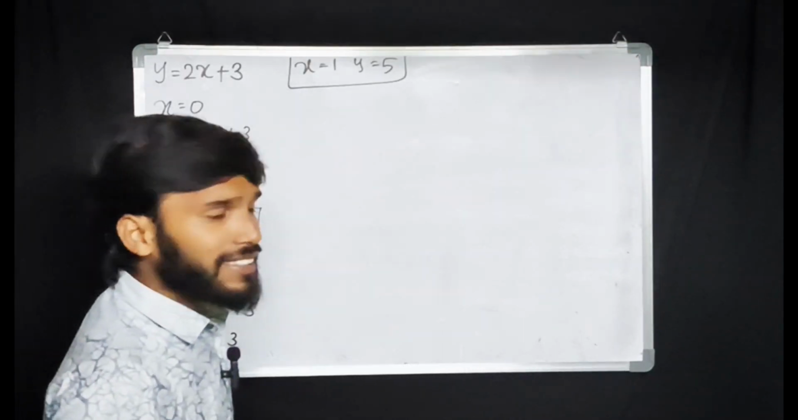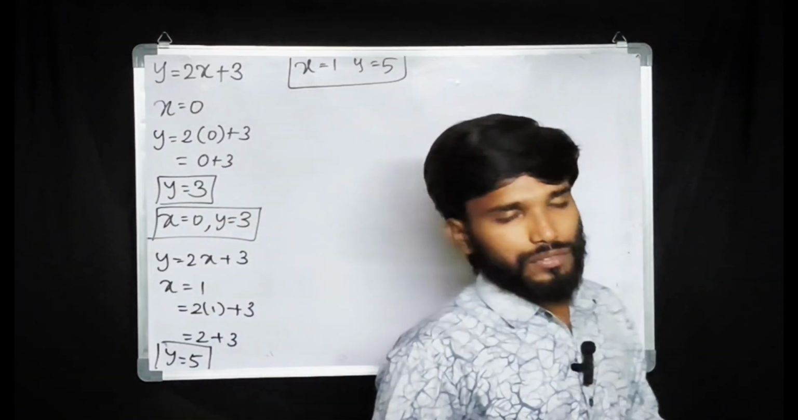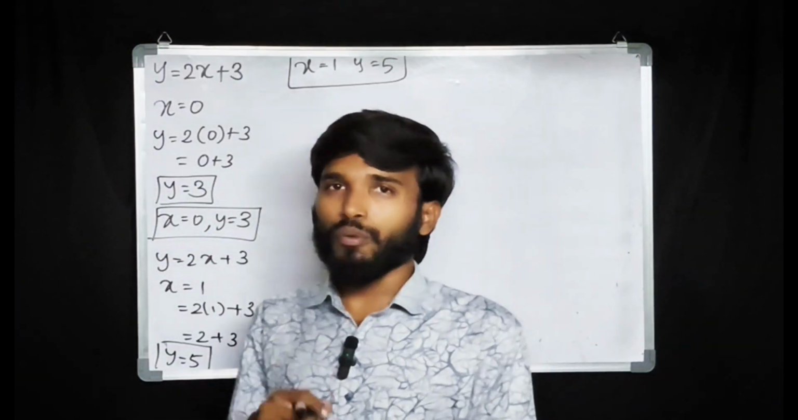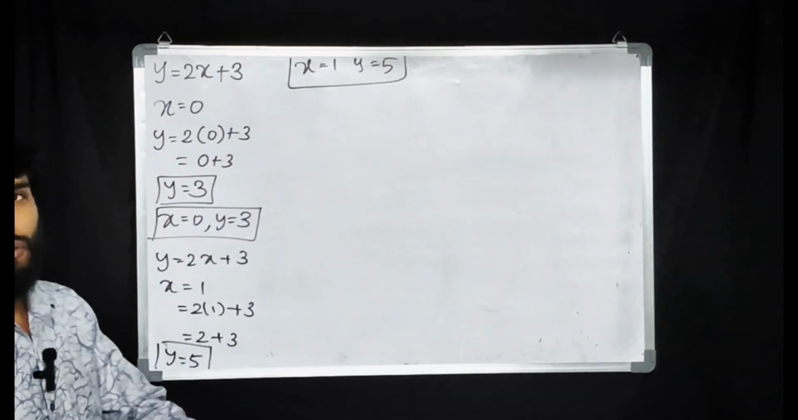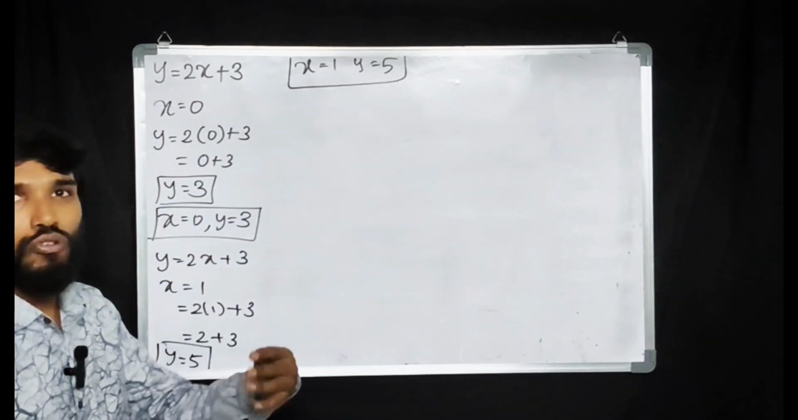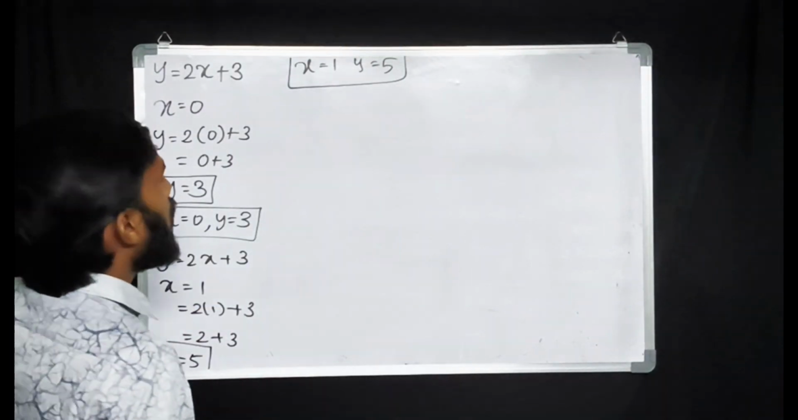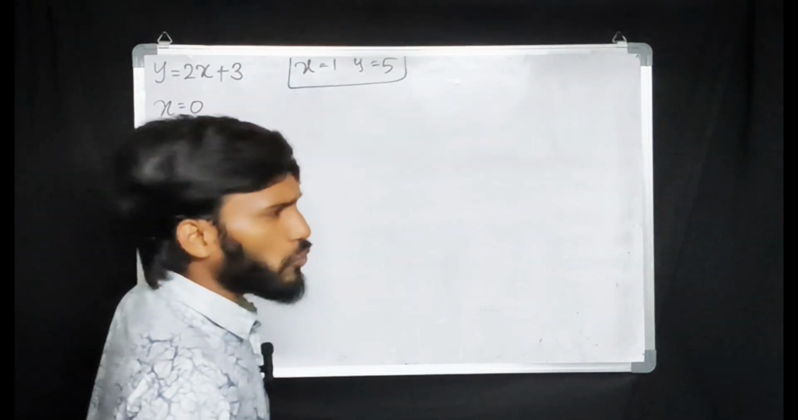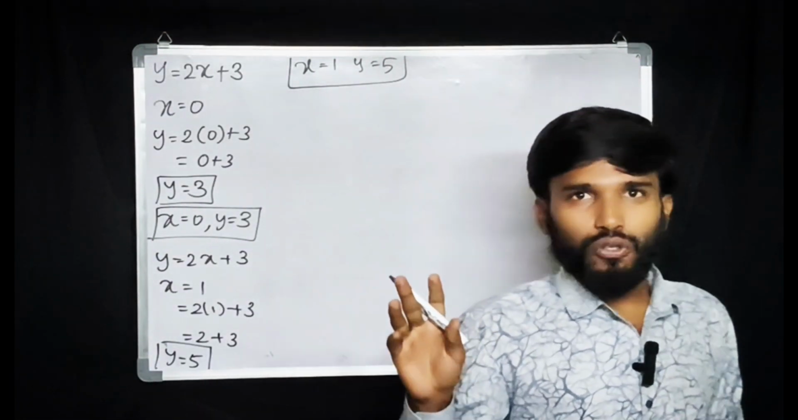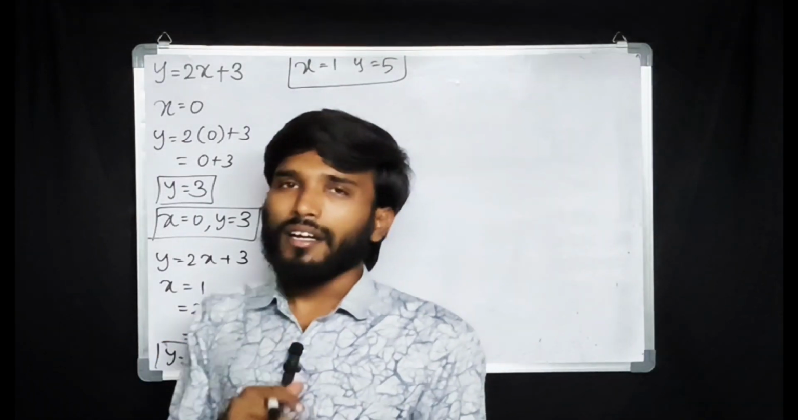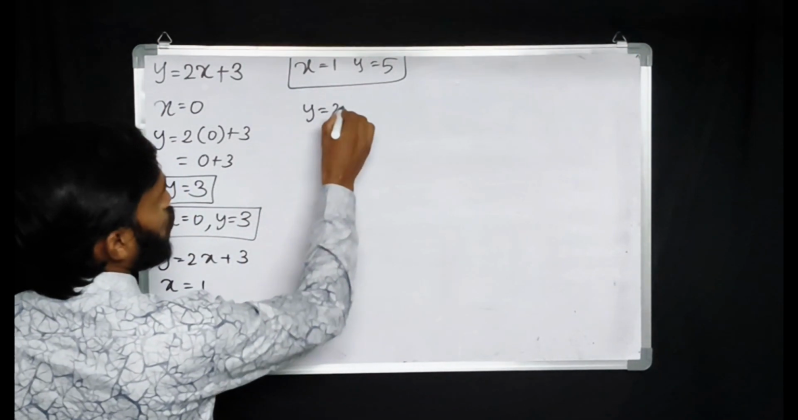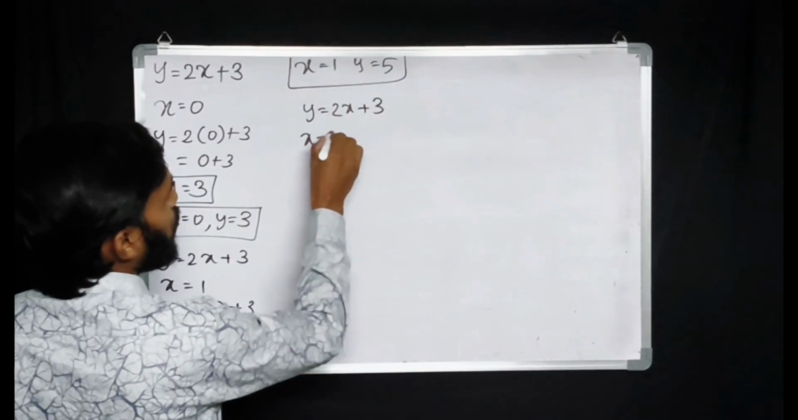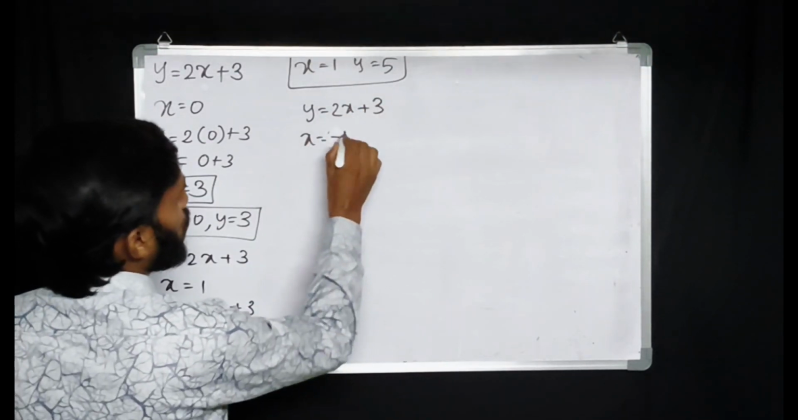Now you have to take both positive and negative values one after another. Do not take 1, then 2, then 3 like that. First take plus 1, next minus 1, next plus 2, minus 2, like that. You can take up to 5 or 6 values to find the zeros of that polynomial. Now next take x = 2, y = 2x + 3, x = 2, sorry, minus 1.